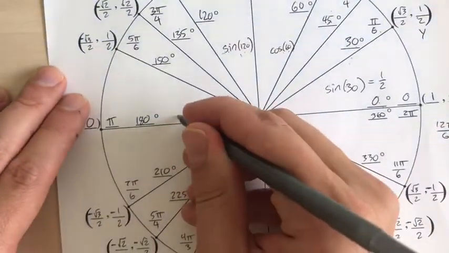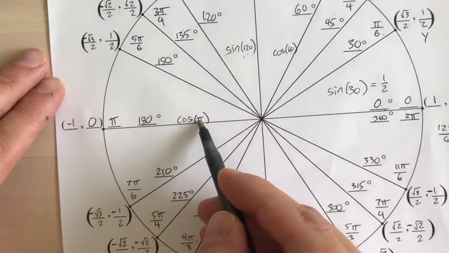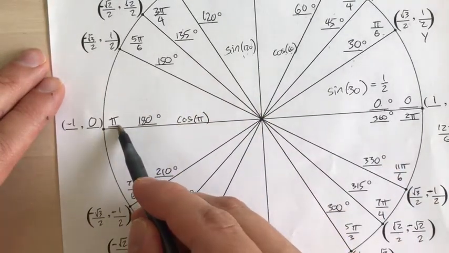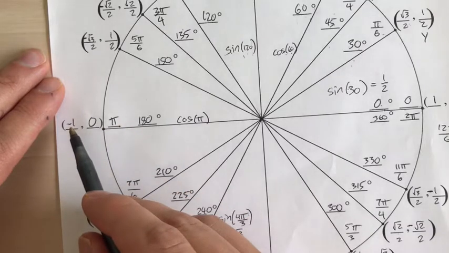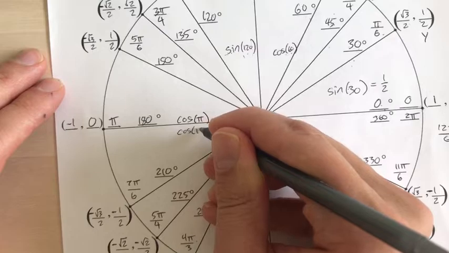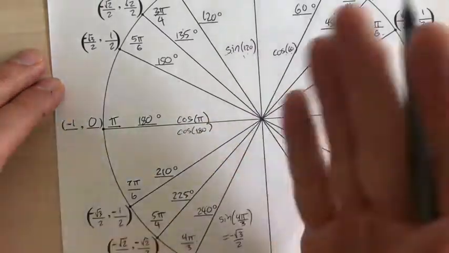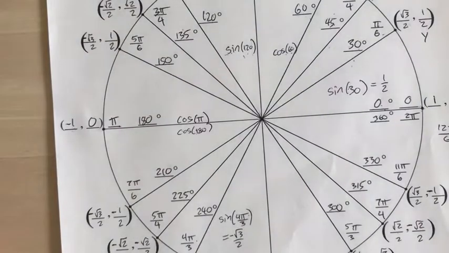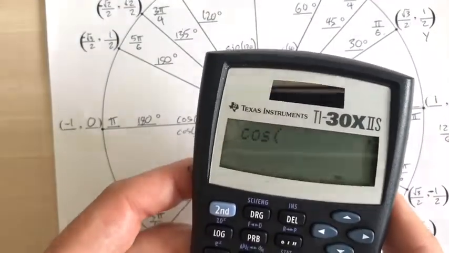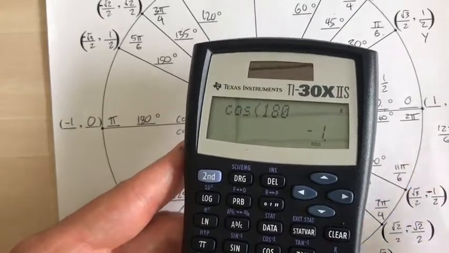Same is true for this. If I wanted to know what is cosine of pi, if you take a look at where pi is, the x value associated with that is -1. Or same is true as if I did cosine of 180. The answer would be -1. That's the x coordinate. If you don't believe me, I could, again, type this into a calculator in degree mode, and it would tell me -1.